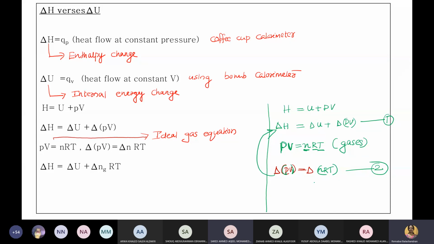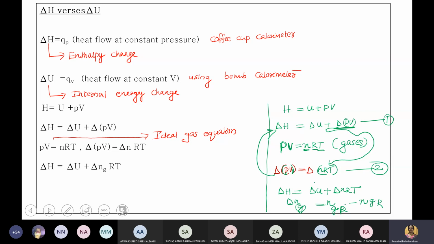Delta H minus delta U. Yes, so delta H is equal to delta U plus, instead of delta PV, you write this. So what do you get? Delta nRT. Now understood? Okay, so now this is the formula: delta H is equal to delta U plus delta n g RT. So what's the meaning of delta n g? I told you this is for gases. It is the number of moles of gas products minus the number of moles of gas reactants, so that is delta n g.